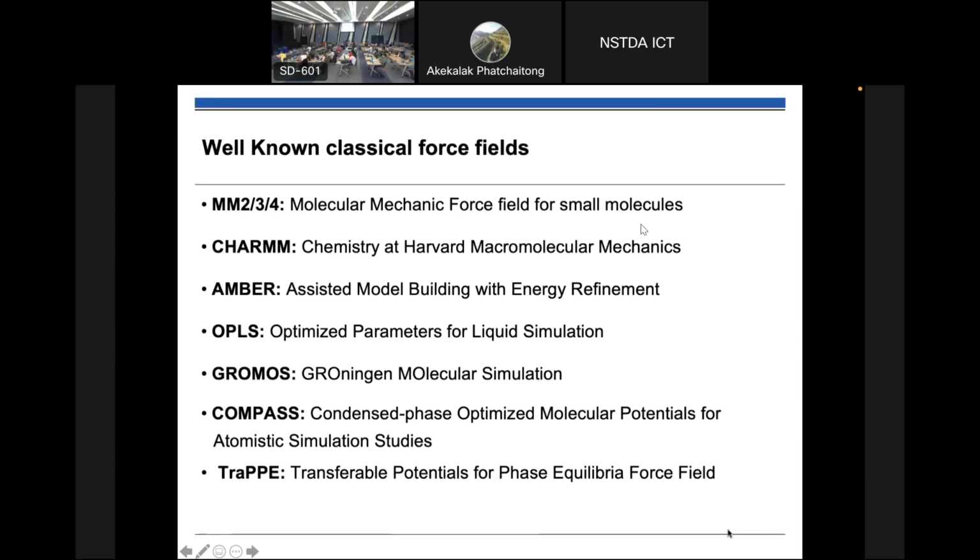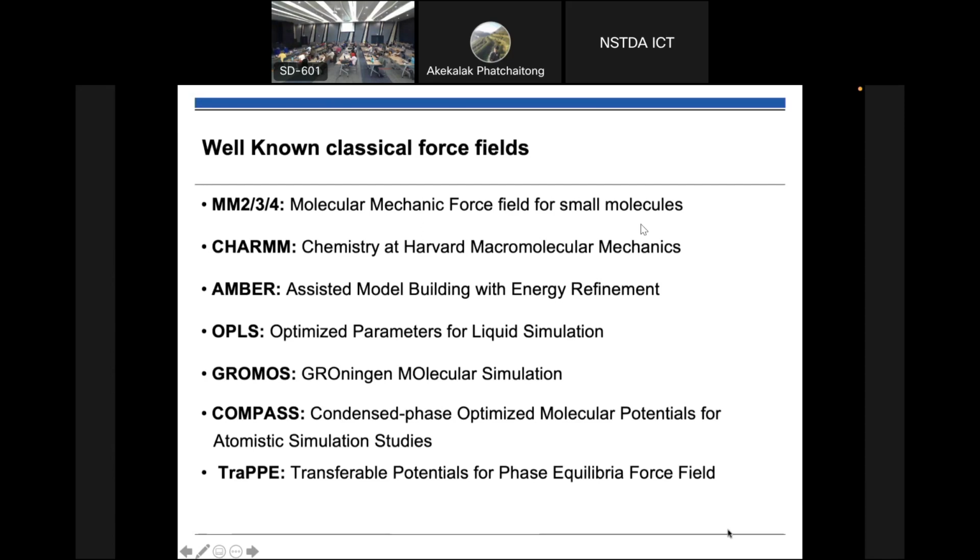Another class is OPLS, which stands for optimized parameters for liquid simulations. Let's say you are not doing biomolecular simulations, but hydrocarbon simulations, or lubricant simulations, or surfactant simulations, inorganic surfactant simulations. Most probably it is a good idea to use OPLS force fields, because they are optimized for liquid simulations. OPLS is also available for proteins, so you can also try it for protein simulations.